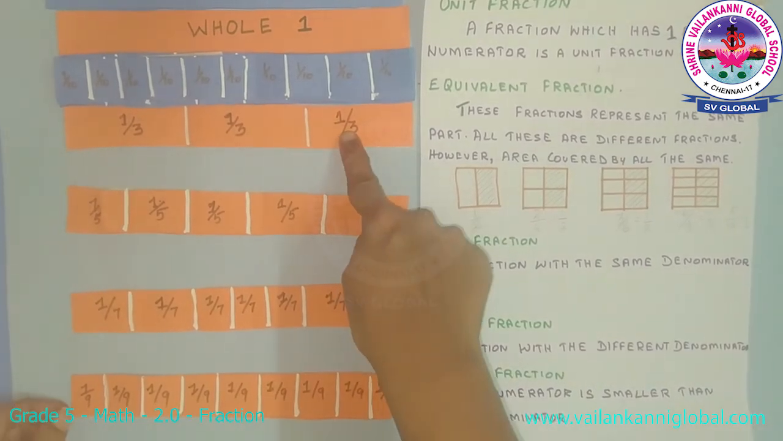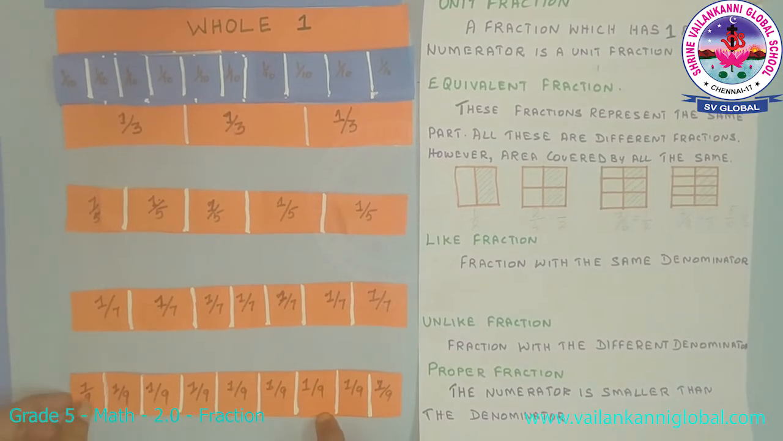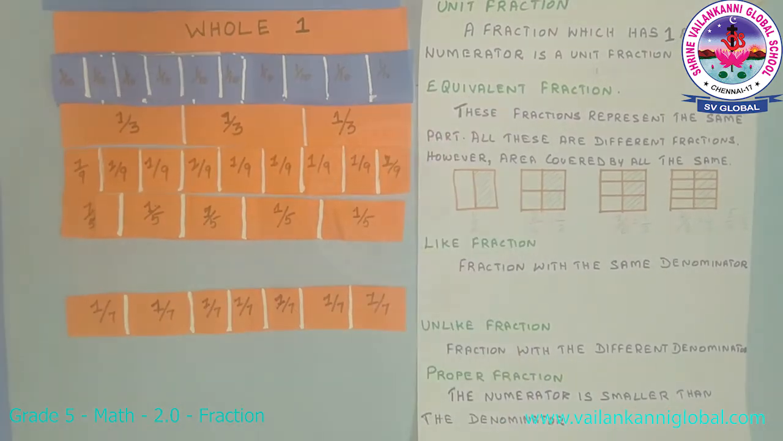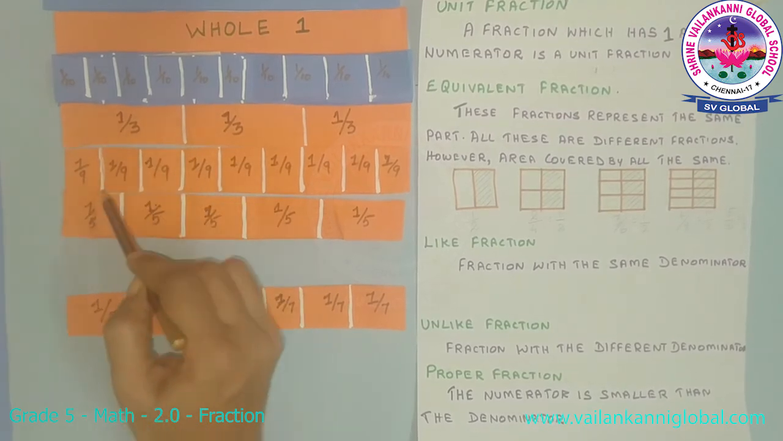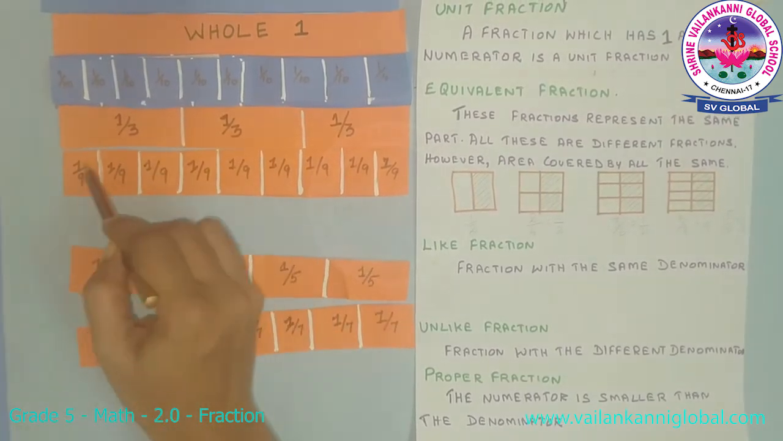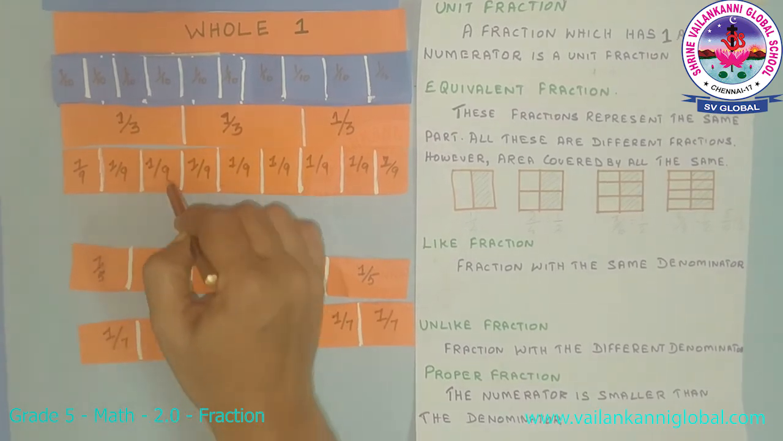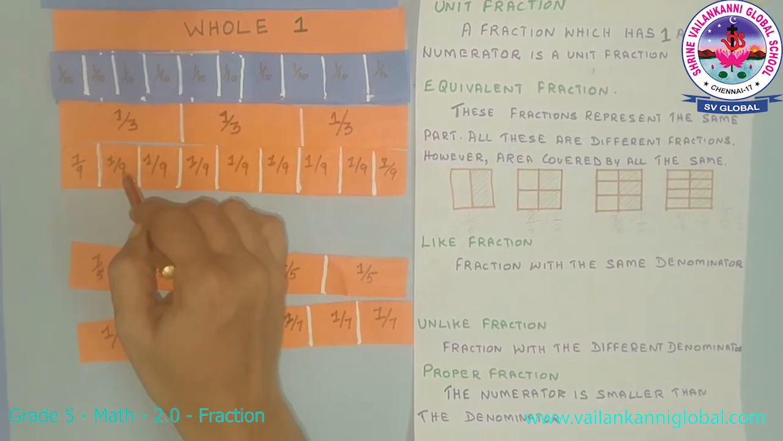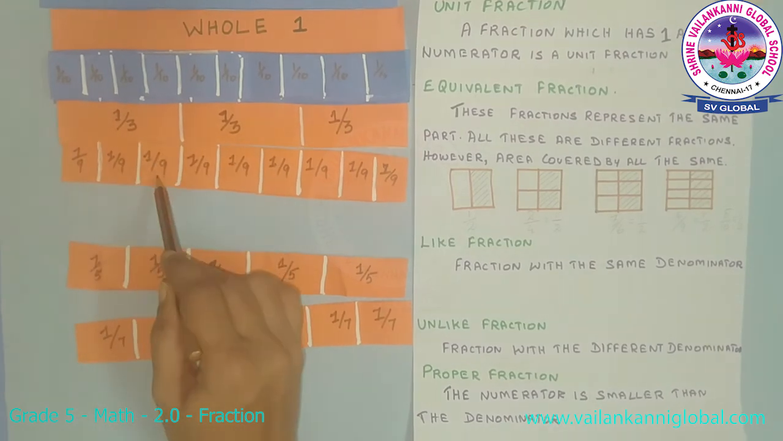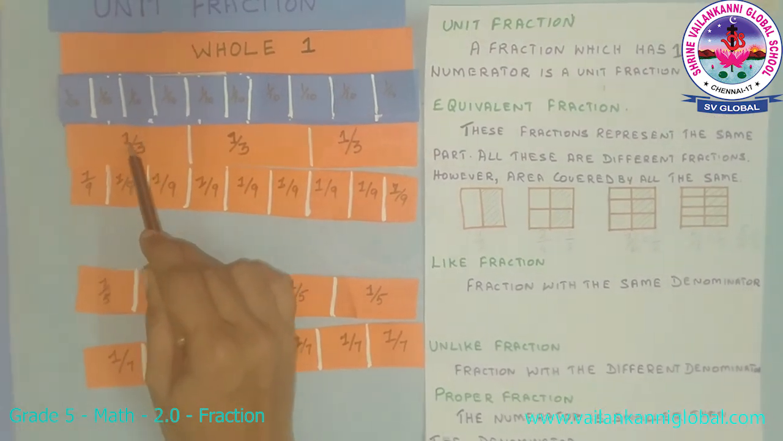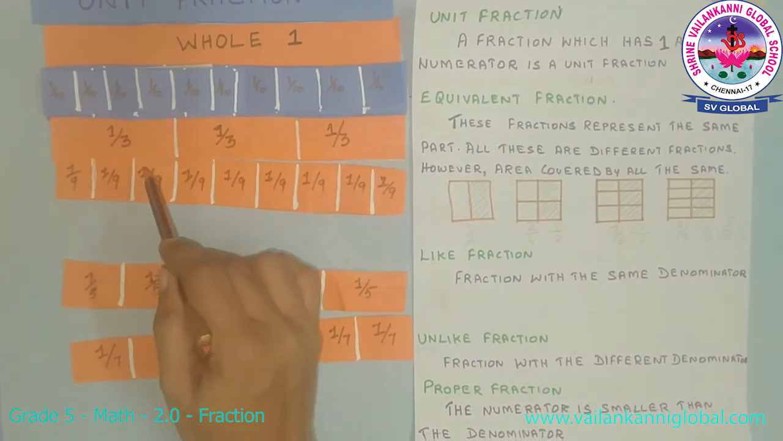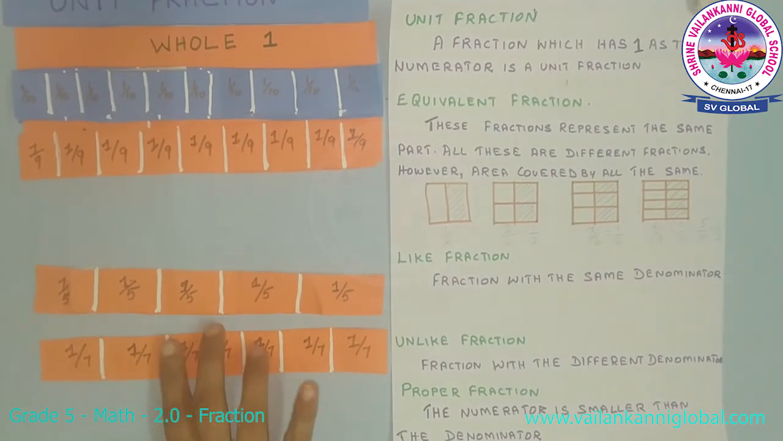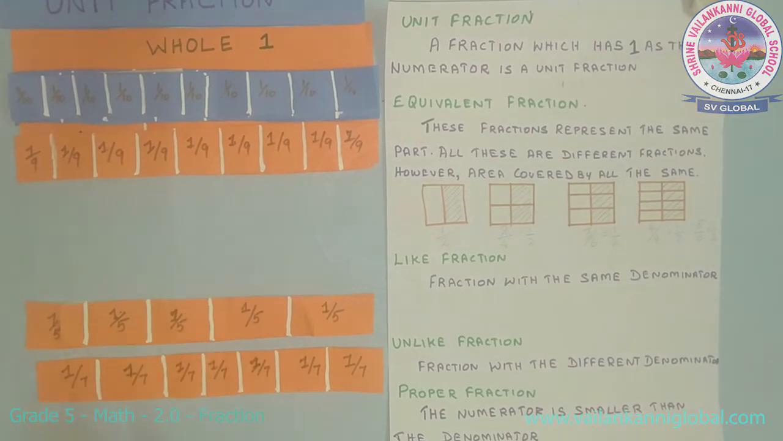Then can we find any other equivalent fractions in this one? Yes. 1 by 3 is equivalent to 3 by 9. See, the area covered here is equal to the area covered by the 1 by 9s. If you add them, you get 3 by 9, so 1 by 3 is equal to 3 by 9. If you simplify 3 by 9, you get 1 by 3 again, so these two are equivalent fractions. These two we can't match, so these two are called non-equivalent fractions.